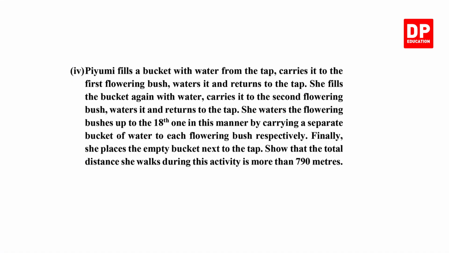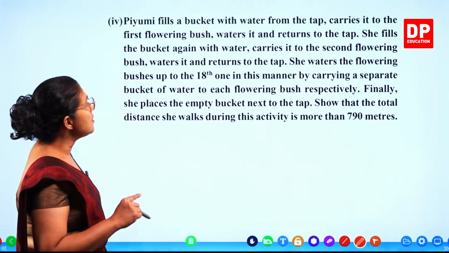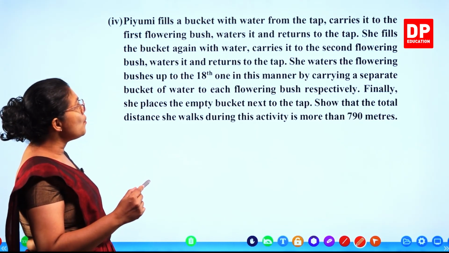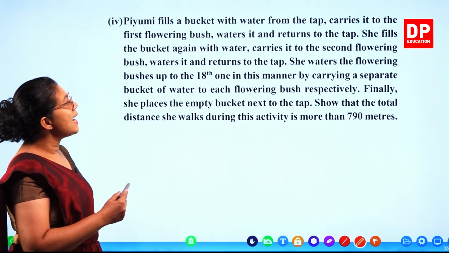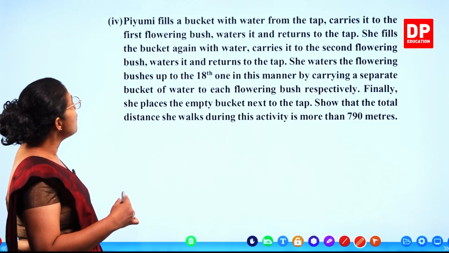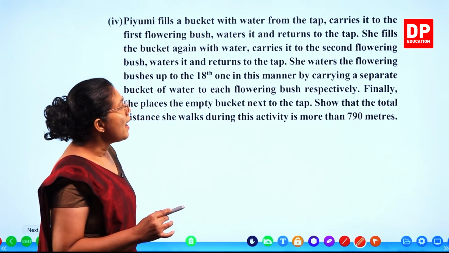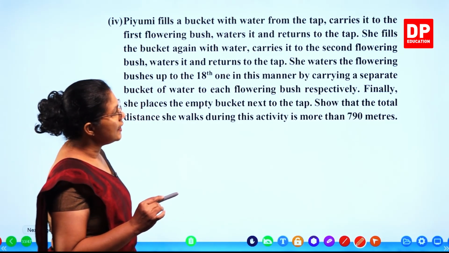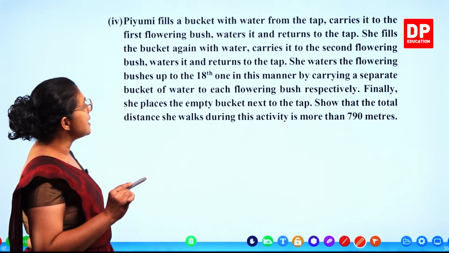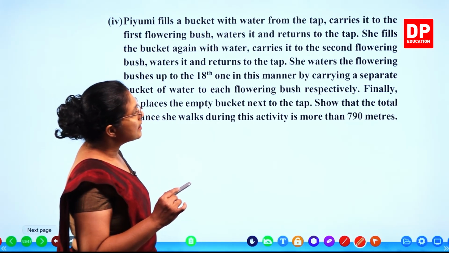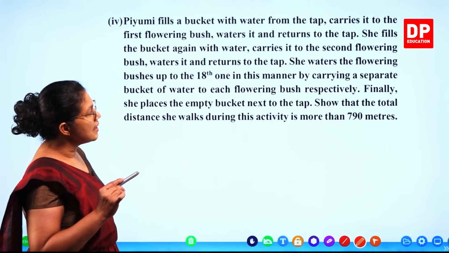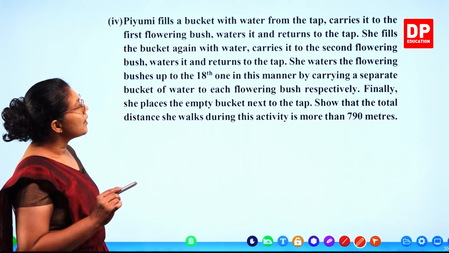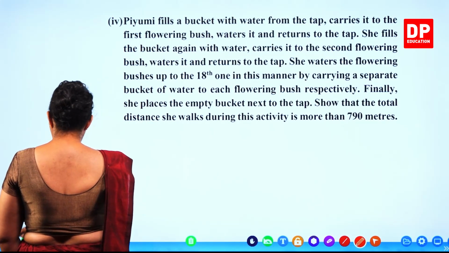Part 4. Piyumi fills a bucket with water from the tap, carries it to the first flowering bush, waters it and returns to the tap. She fills the bucket again with water, carries it to the second flowering bush, waters it and returns to the tap. So she waters the flowering bushes up to the 18th one in this manner by carrying a separate bucket of water to each flowering bush respectively. Then finally, she places the empty bucket next to the tap. Show that the total distance she walks during this activity is more than 790 meters.